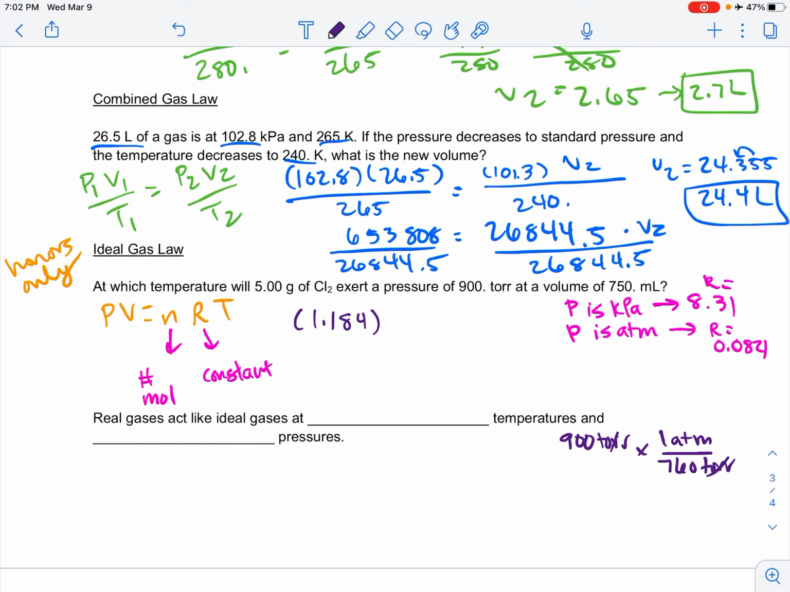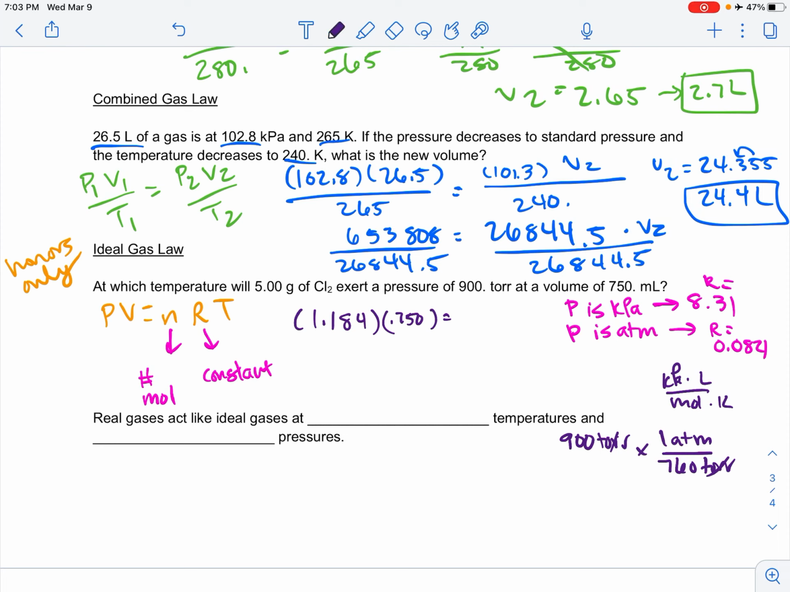1.184 atmospheres. V is 750 milliliters, which I can't use. I need liters because R is in liters. The units for R are kilopascal or atmospheres times liters over moles Kelvin. So I got to do 0.750 liters. N is what I'm looking for. No, I'm not looking for N.